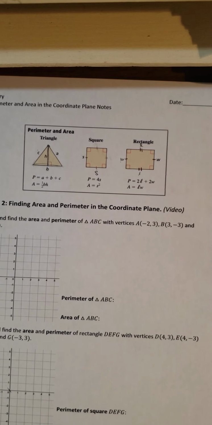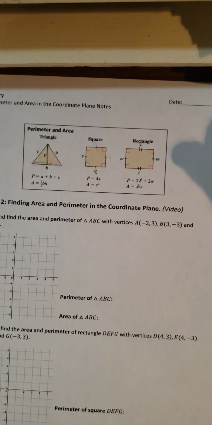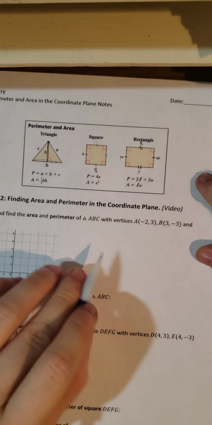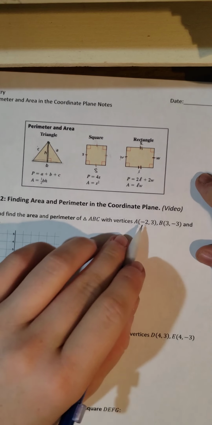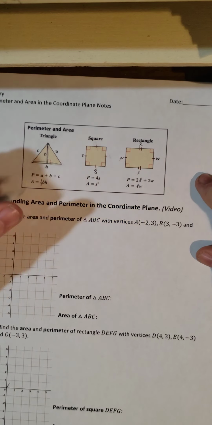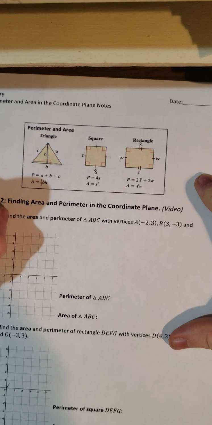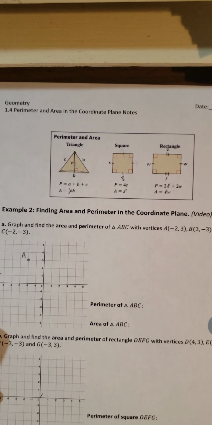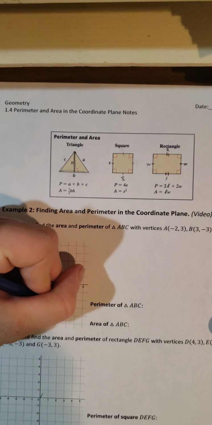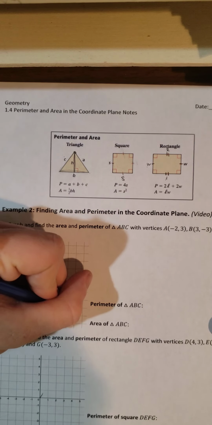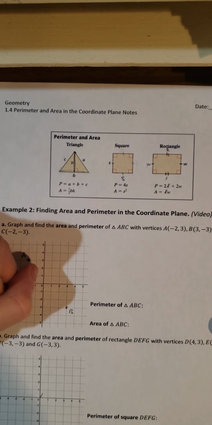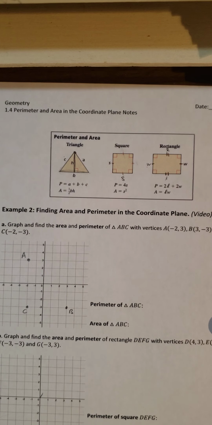So for these exercises, we have some points that we need to graph, and then we're going to find the area and the perimeter. First off, we have this triangle ABC with vertices A at -2, 3. So let's go ahead and plot that point, A at -2, 3. And then we have the point B at 3, -3. So I'll go ahead and plot that point as well. And then the point C at -2, -3. So that's that point C.